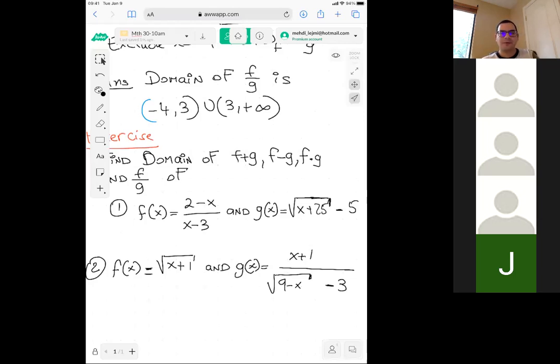Any guess for number one? What would be the domain of f plus g, f minus g, f times g?